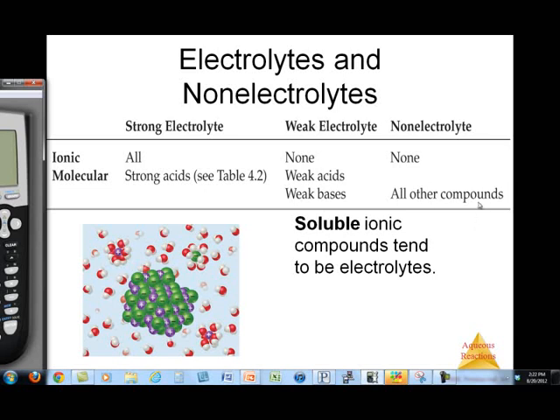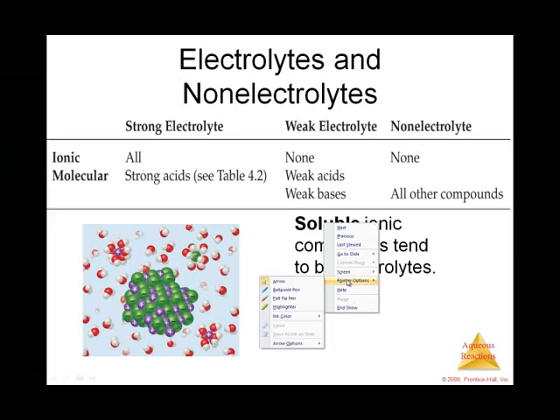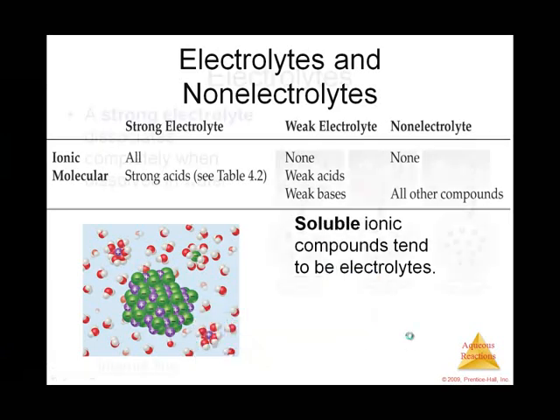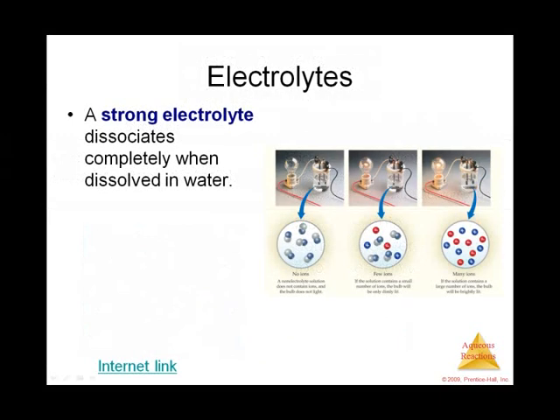So all molecular, or covalent, compounds, with the exception of acids and bases, are going to be non-electrolytes. They will not conduct electricity. So, of course, soluble ionic compounds tend to conduct electricity, and they are electrolytes. Okay, let's keep going. A strong electrolyte dissociates completely when dissolved in water. So this is the link I wanted to show you. Let's take a look at this.